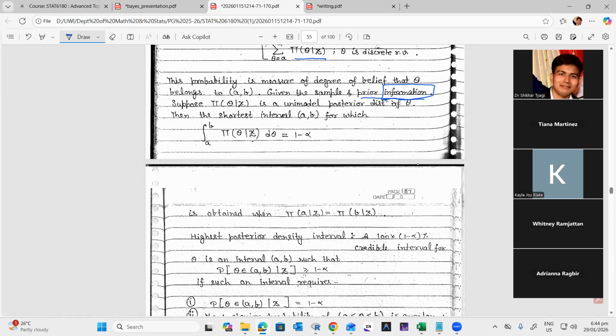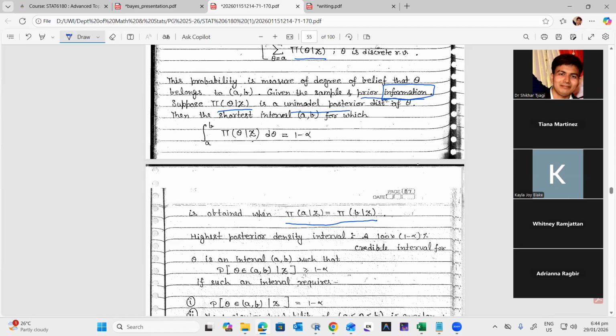There is one important thing that you should know. If your posterior density function is a unimodal posterior distribution of theta, then it is obtained that the posterior at theta equal to a given x should be equal to the posterior at theta equal to b given x.